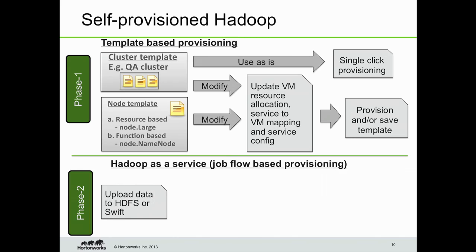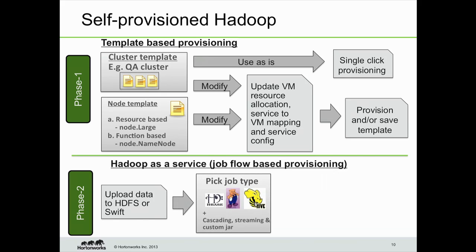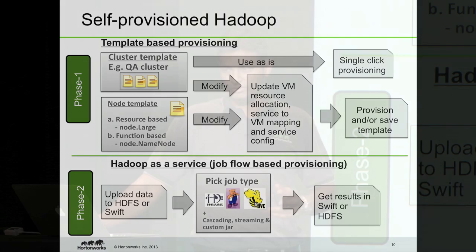templates. And in the second phase, we look to provide more of an Amazon EMR type experience where customers can come in and upload the data either on a Swift object store or to HDFS. Then pick the type of job they want to run, Pig, Hive, or the other job types, and get the results again either on Swift or HDFS. So two basic options split into different phases.